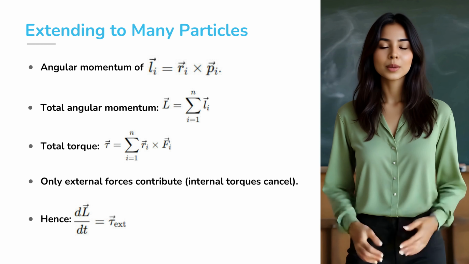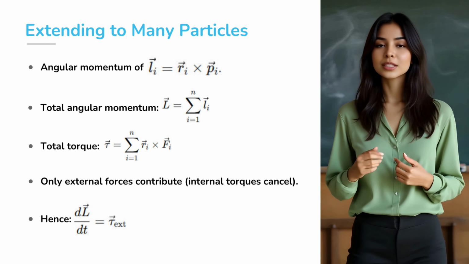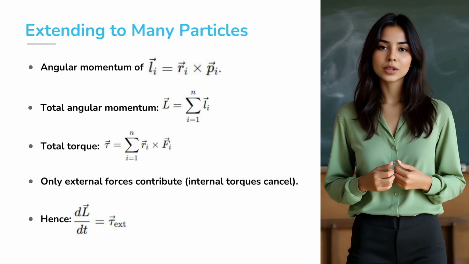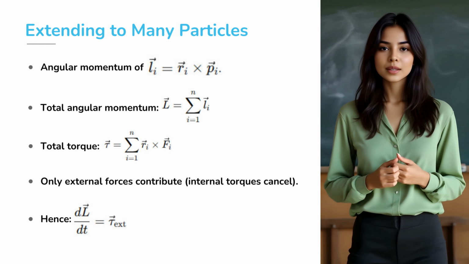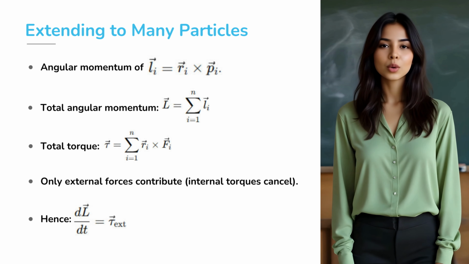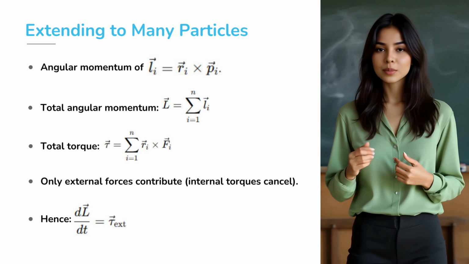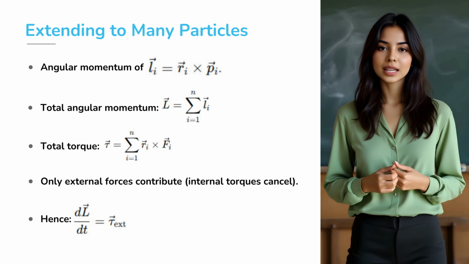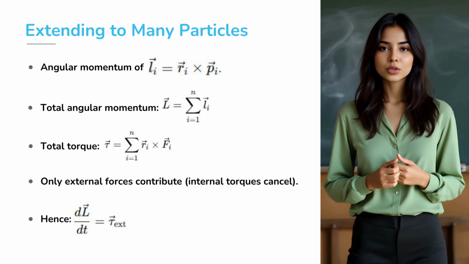Of course, real bodies are made of many particles. So for a system, the total angular momentum L is the sum of all Li, each equal to ri cross pi. Similarly, the total torque is the sum of all ri cross Fi. But here's the trick. Internal forces cancel in pairs thanks to Newton's third law, so only external forces matter. That leads to the general law, dL by dt equals external torque. That's equation 6.28b. It tells us the angular momentum of a system changes only if an external torque acts.